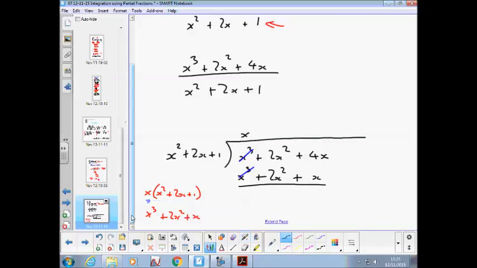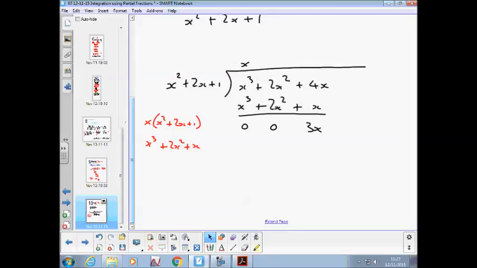I work out the remainder now. This will always be naught. The rest doesn't have to be naught. It's coincidence that in this particular example 2x squared minus 2x squared is nothing. But 4x minus x is 3x. So remainder 3x. So now I bring down the next term. Well, there isn't a next term. And so my answer is what?